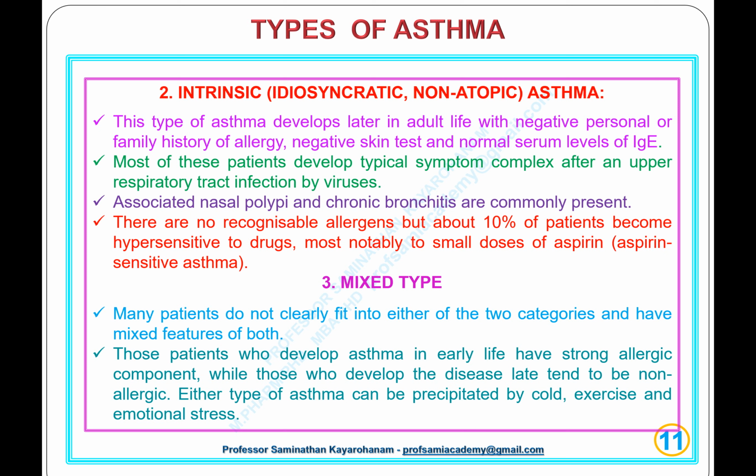3. Mixed type. Many patients do not clearly fit into either of the two categories and have mixed features of both. Those patients who develop asthma in early life have a strong allergic component, while those who develop the disease late tend to be non-allergic. Either type of asthma can be precipitated by cold, exercise, and emotional stress.